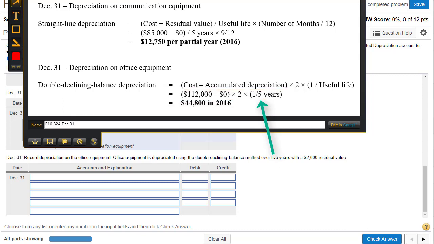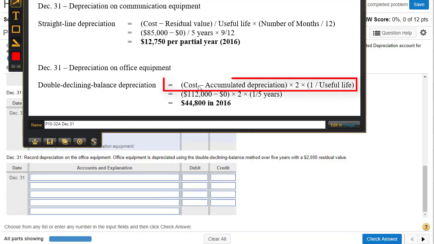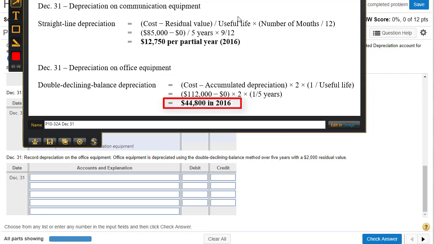Now notice some of you are going to try to use the $2,000 residual value. Remember, double declining balance does not use the $2,000 residual value until the very last year of the depreciation schedule. This is not the very last year. So this is just extra information that we're not going to use. So we're going to do cost minus accumulated depreciation. And since we're calculating depreciation for its first year in use, there is no accumulated depreciation. That's why we use 0. Times 2 times 1 divided by 5 years gives us $44,800 of depreciation.